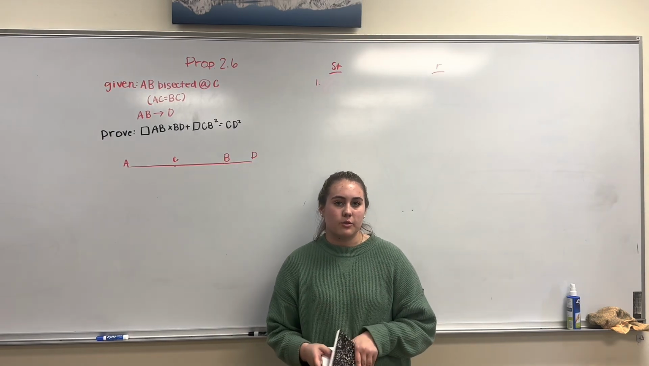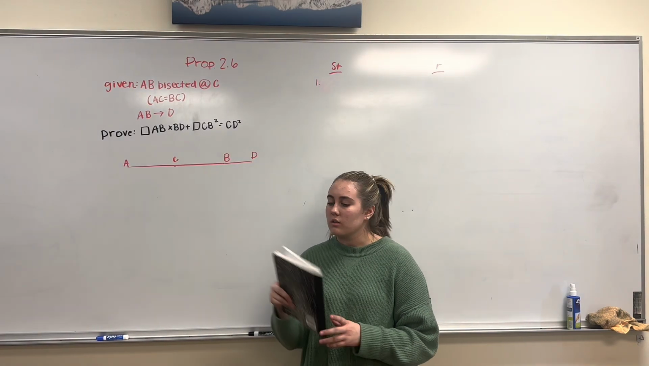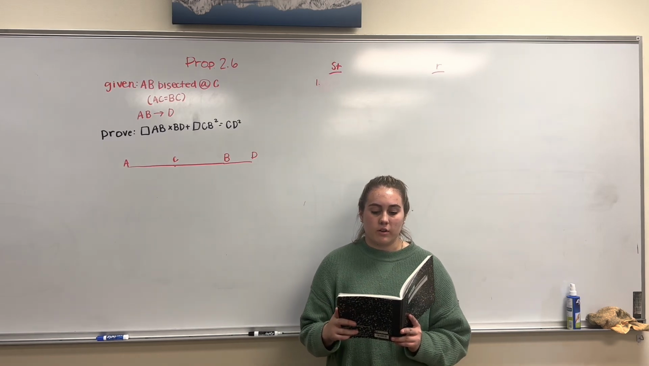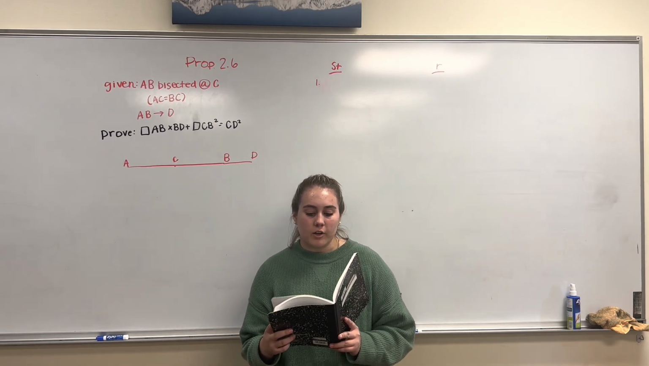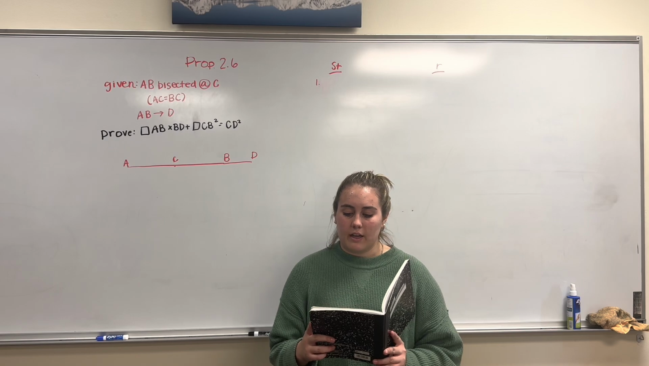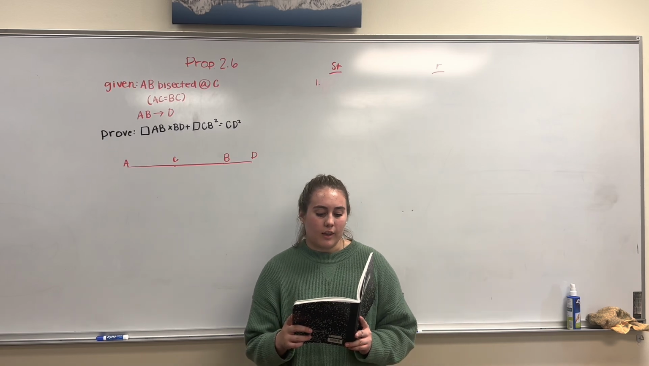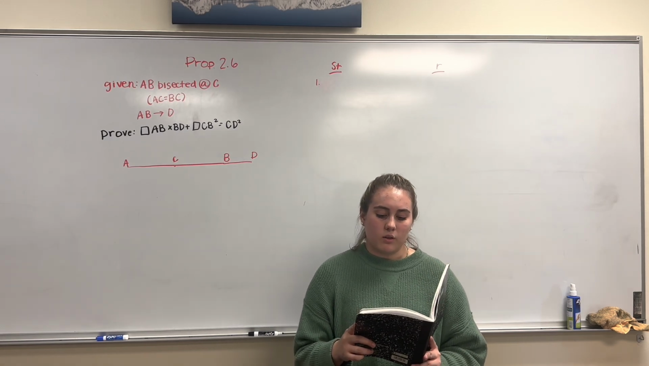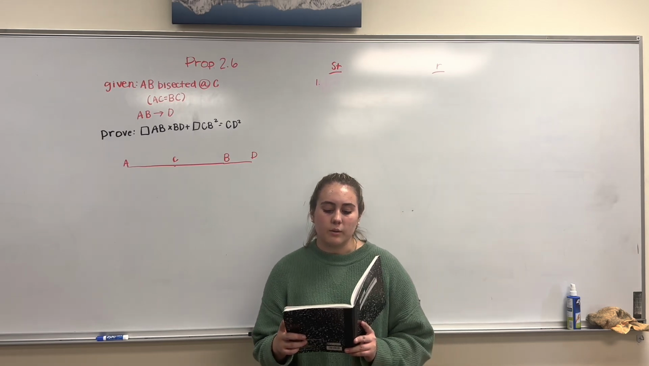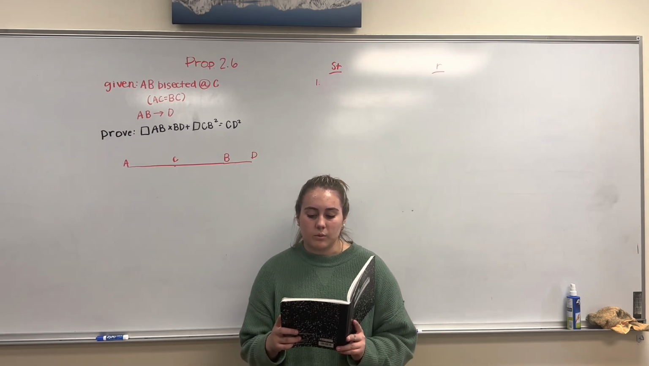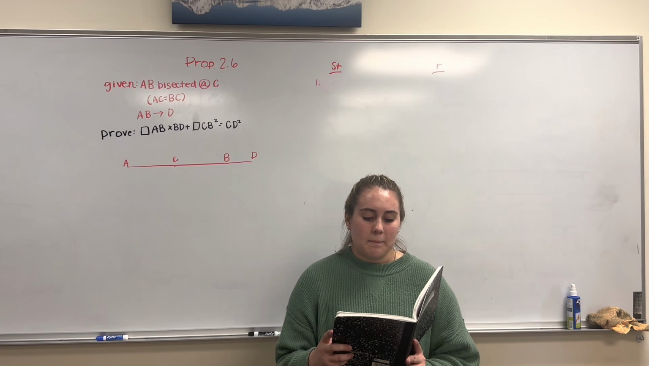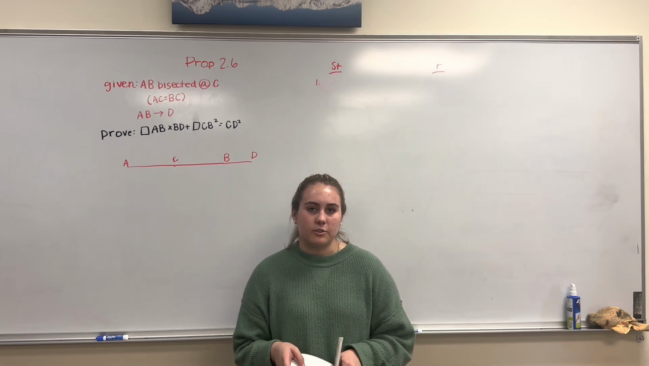Today I'm going to be solving proposition 2.6, and it starts out with, if a straight line be bisected and a straight line be added to it in a straight line, the rectangle contained by the whole with the added straight line together with the square on the half is equal to the square on the straight line made up of the half and the added straight line.